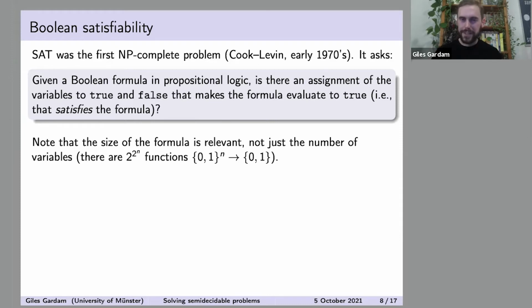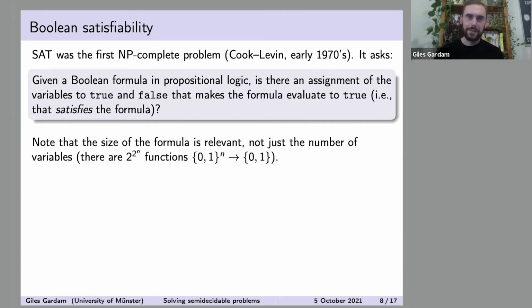Okay, what is SAT? Well, it just asks, given a Boolean formula in propositional logic, so this is, if you like, zeroth order logic, there are no quantifiers like exists or for all. It's literally just a formula involving some finite number of variables. We ask, is there an assignment of those variables to true and false that makes the whole formula evaluate to true? That is, we say it satisfies the formula. So this formula is some big expression in Boolean logic that is a combination of our variables using things like and, or, not, implies, exclusive or, and so on. So here, the instance, the input in this decision problem, is the formula.